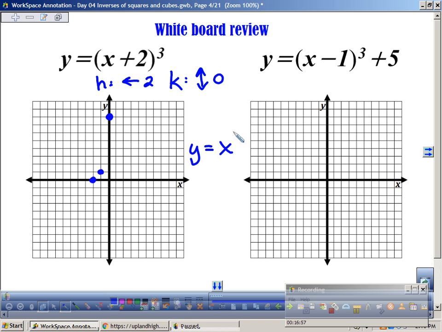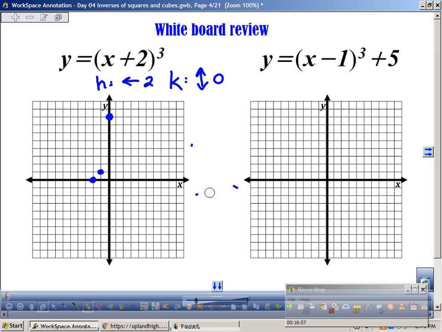Because this is my parent graph, right? Do you really want to go over more than 2? If you cube 2, you get 8. If you decided you were going to go over 3, how far would we have to go up? 27. I don't want to go up 27, right? I only want to go over 2. Okay.